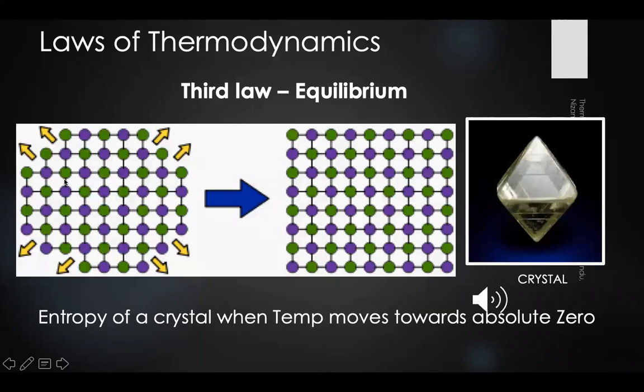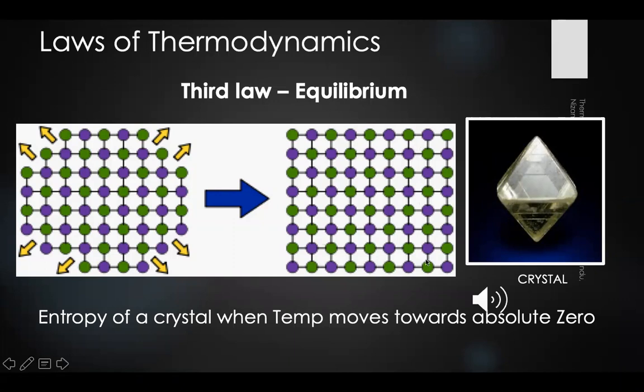Look at the left-hand side of the figure. It shows the arrangement of molecules at a higher temperature, which are more unstable. But when the temperature moves towards absolute zero, the entropy of the system decreases, which is the example of a crystal. A crystal which is at a low temperature has a low entropy and is more stable, or you can say it is in equilibrium.